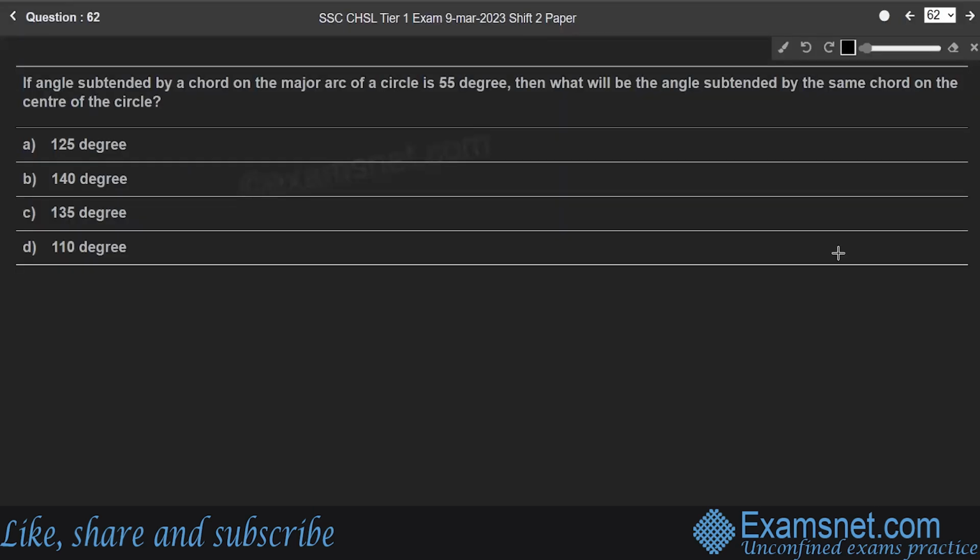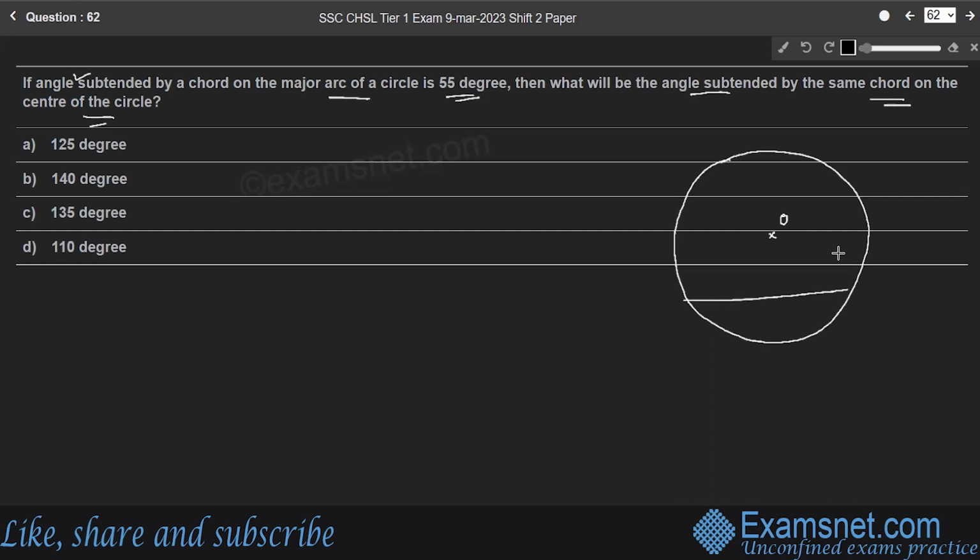Question 62. If the angle subtended by a chord on the major arc of a circle is 55 degrees, then what will be the angle subtended by the same chord on the center of the circle? So let us consider a circle with center O. Let us consider a chord XY. Here, angle subtended by a chord on the major arc. This part which I am showing now is called the major arc of the circle.